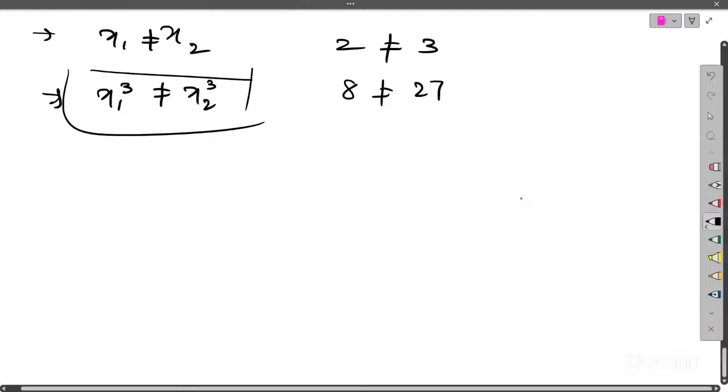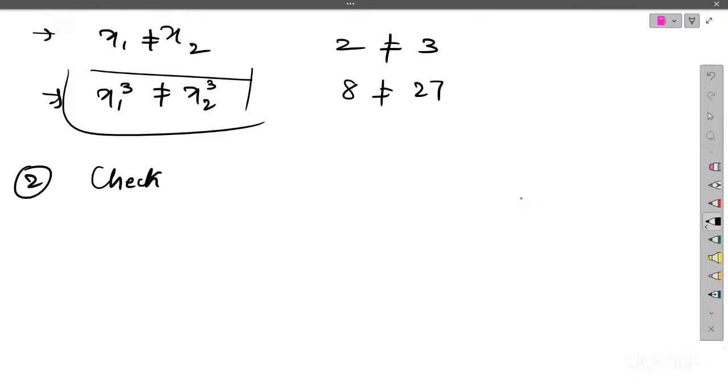So the second point is I want to reverse the statement. So you can also check the statement. Here, the statement is that negative and positive values do not work. I mean minus 3 and 3 will still have different cubes, minus 27 and 27, right?